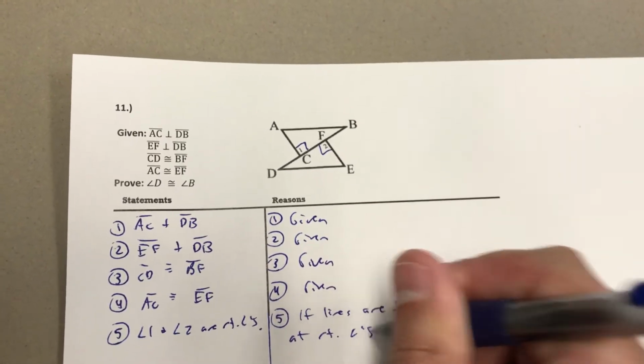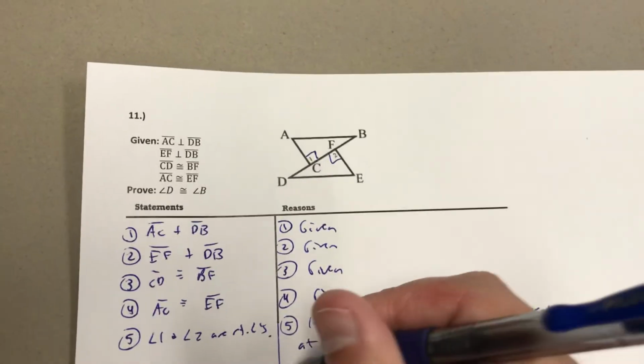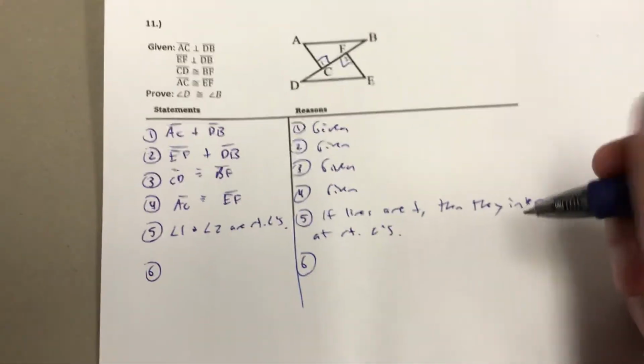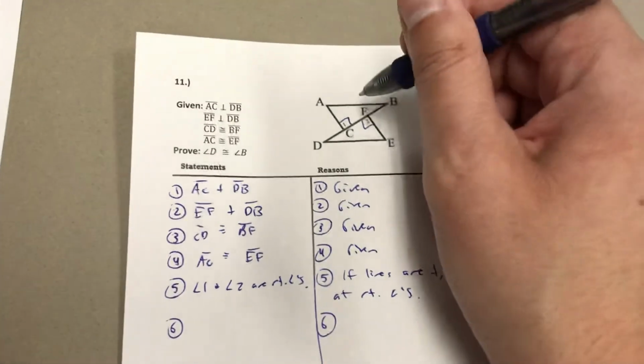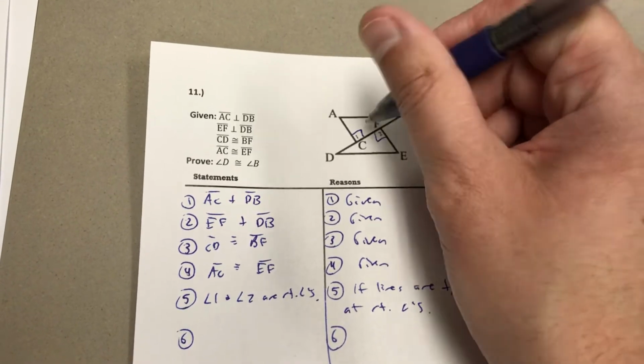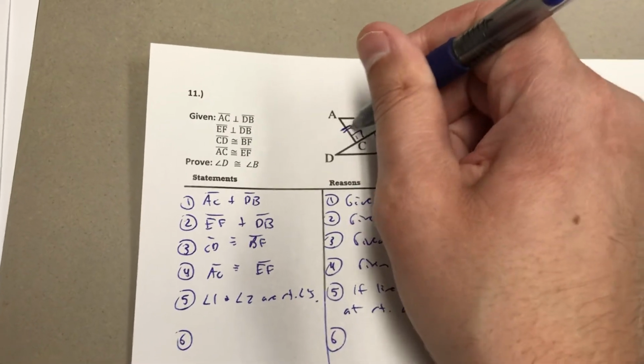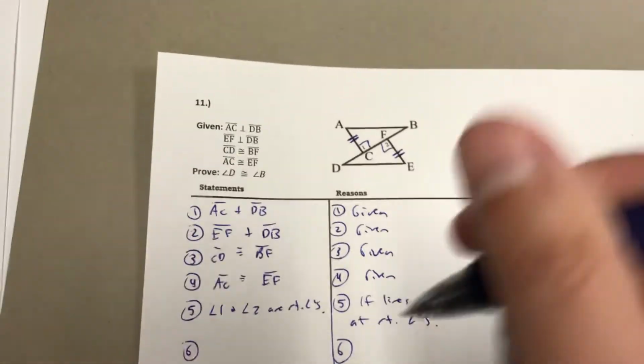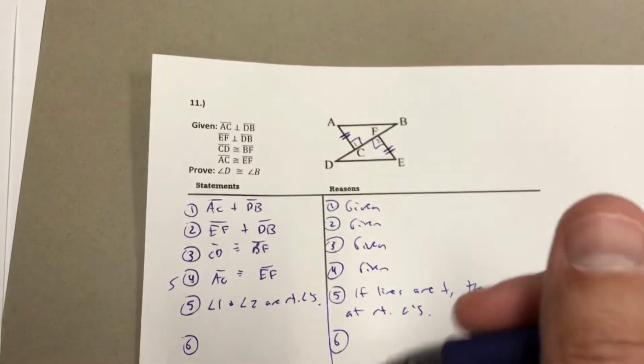And remember, it's lines that are perpendicular. You don't have angles that are perpendicular. Lines intersect to form right angles. Okay? Other things here. AC is congruent to EF. I'm going to go ahead and mark those two. Those are full sides of my 2 triangles. I'm going to mark that.